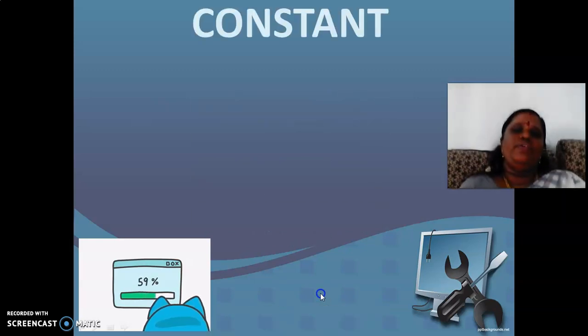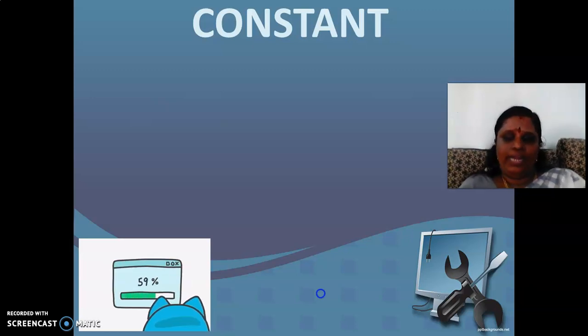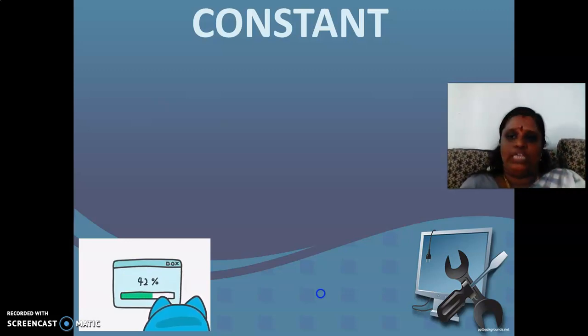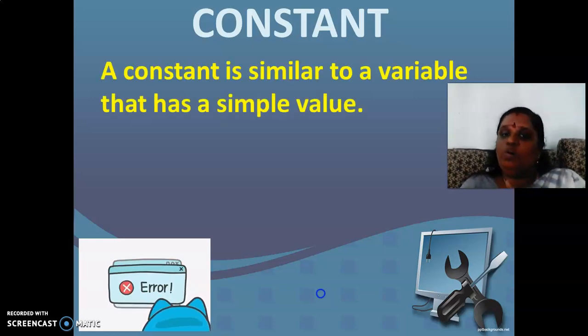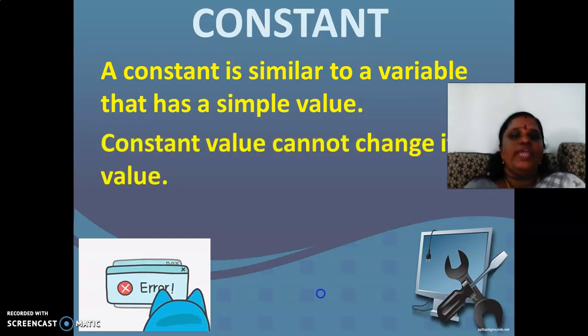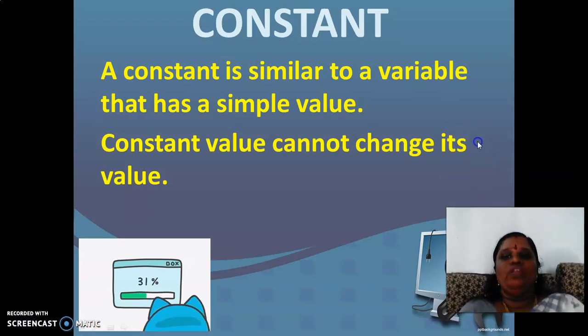Okay. The next one is about the constant. What is meant by the constant? We saw about the variables. Variable data means time to time processing, the value of the variable changes. That is called a variable. But for a constant, that value will not change. A constant is similar to a variable that has a simple value, but the constant cannot change its value. A variable can change its value, but a constant cannot change its value.